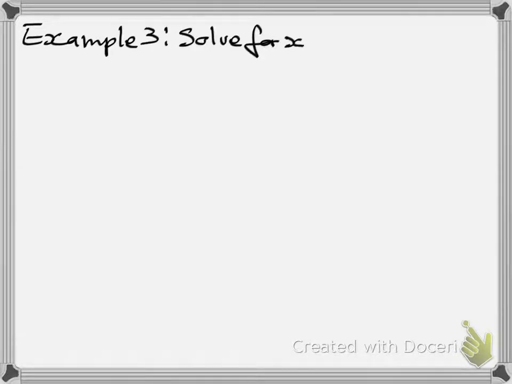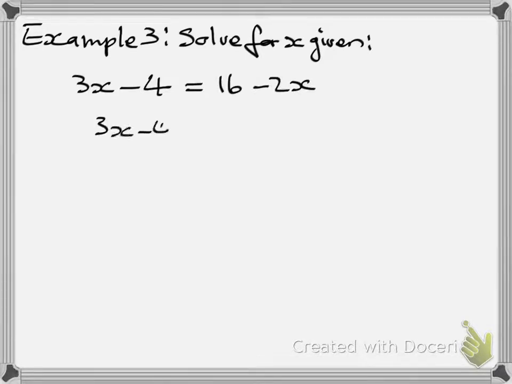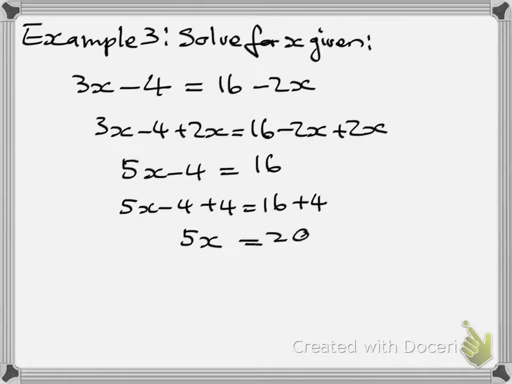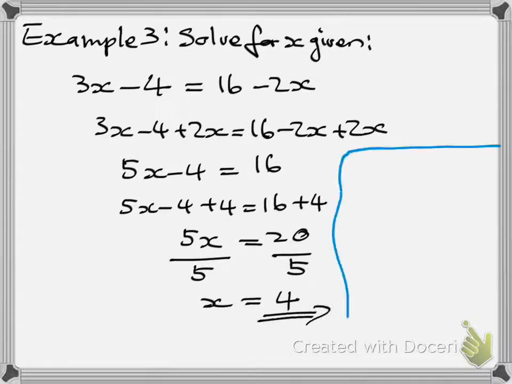Moving on, example number 3. You are given again, solve for x. Given 3x minus 4 is equals to 16 minus 2x. We add 2x to both sides right there. And then we simplify. It's going to be 5x minus 4 is equals to 16. Then we add 4 to both sides. It's going to be 5x is equals to 20. Divide by 5 both sides. Your x is equals to 4.